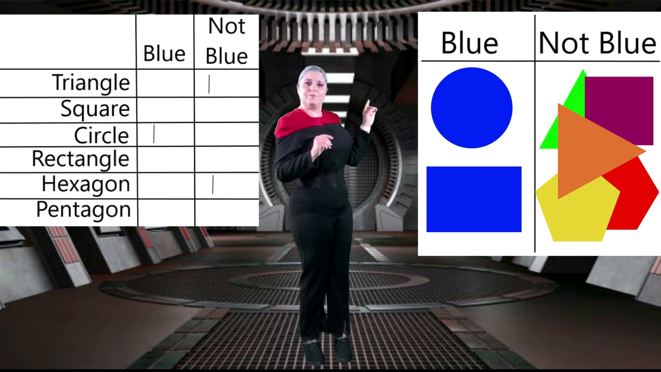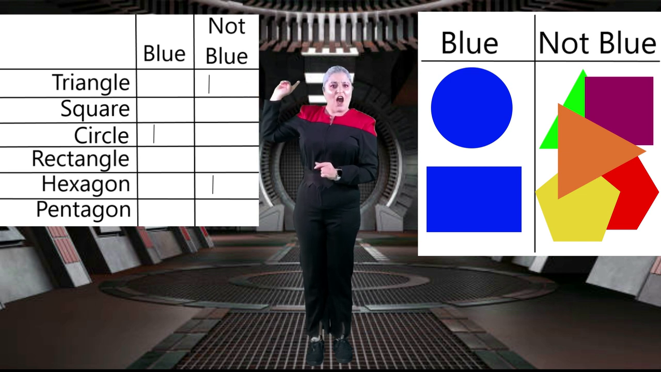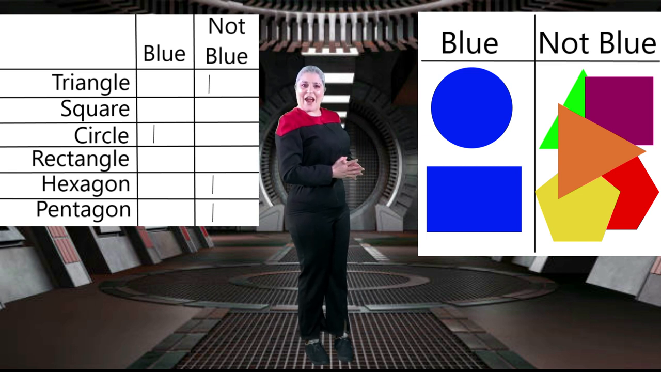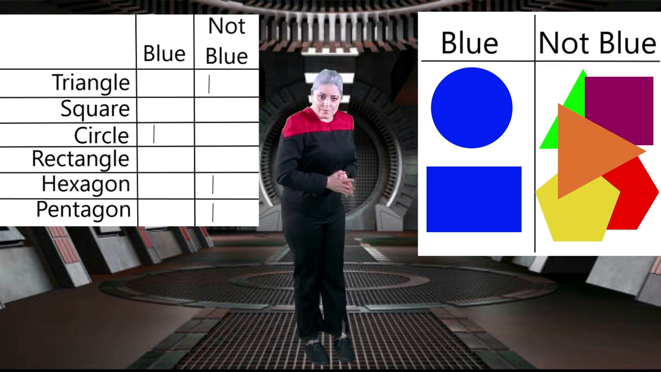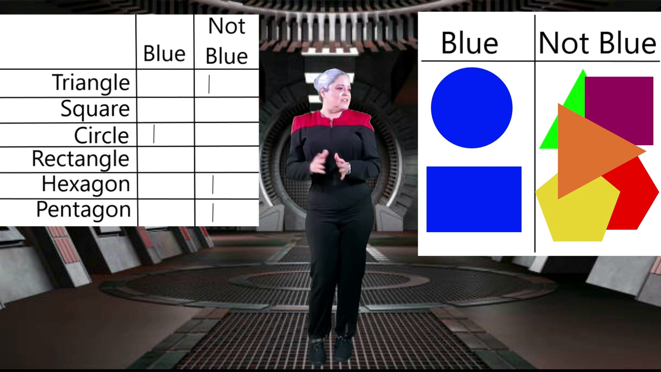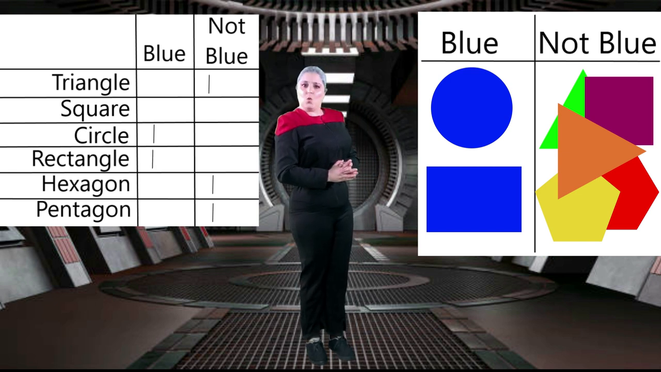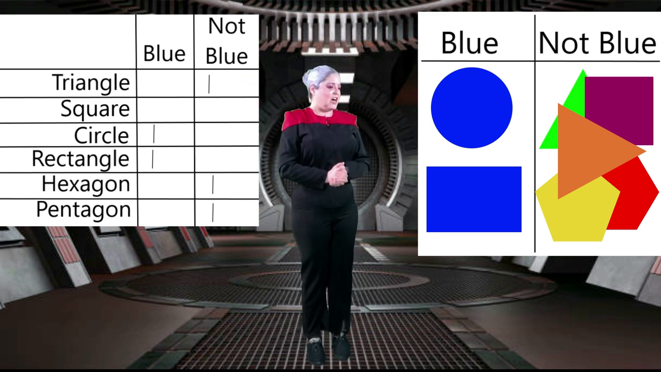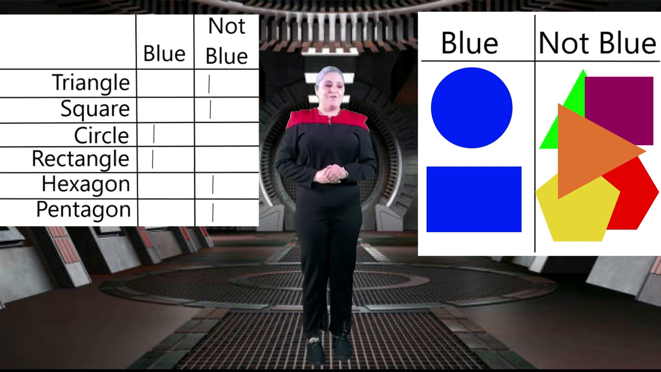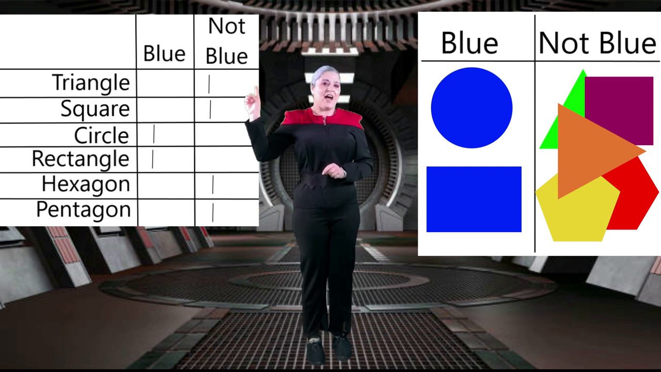The yellow pentagon. Very good. Another mark on the not blue side. The blue rectangle. Good. The blue rectangle gets a mark on the blue side of the tally chart. What about the purple square? Excellent. The purple square gets a mark on the not blue side of the tally chart. And the last shape that we placed was an orange triangle. Where should we put the mark? There. Very good. On the not blue side.